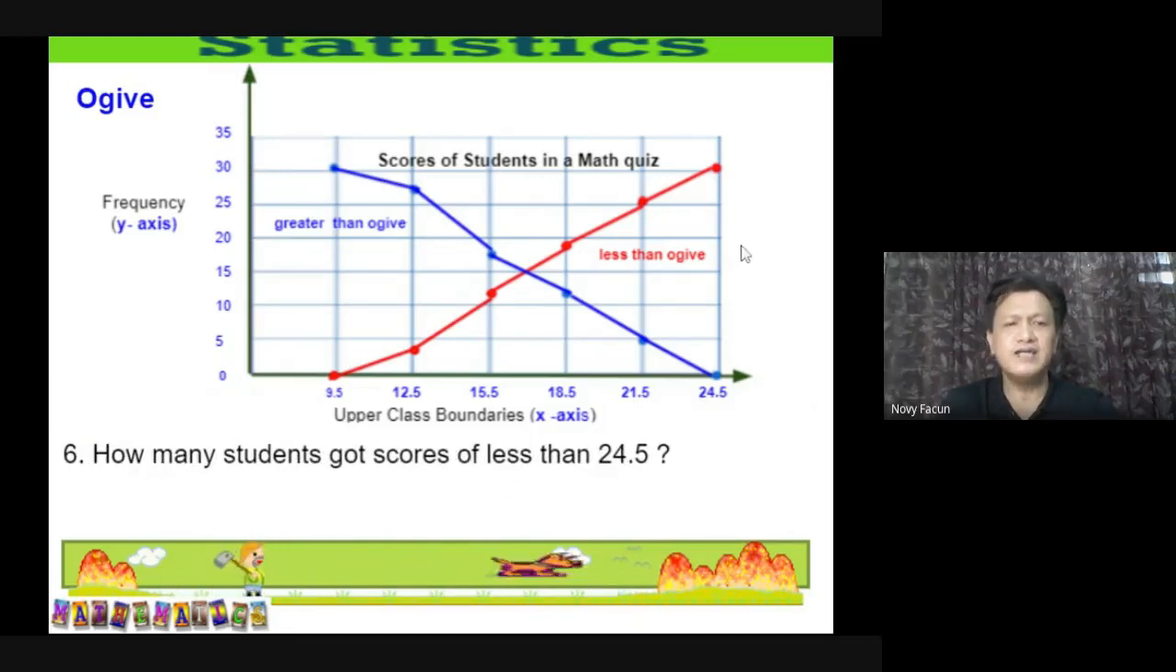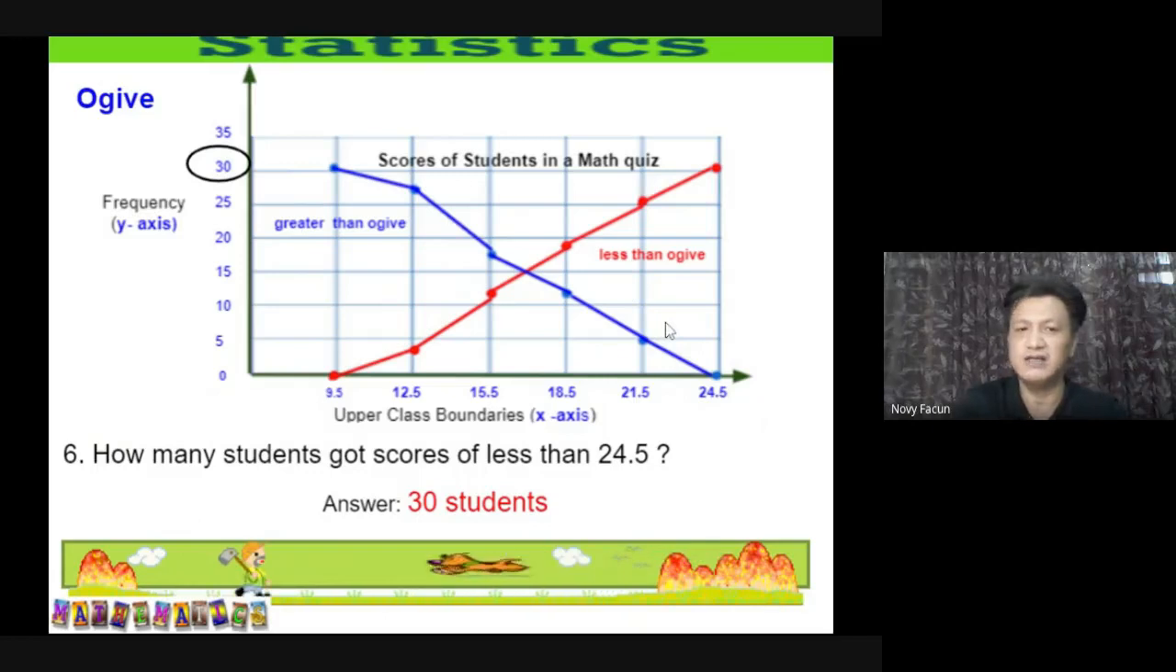Okay. So next, number 6. How many students got scores of less than 24.5? Okay. Kung 24.5 naman less than, tingin ka sa red. Di ba? Ito yung 24.5 na red. Tingnan mo doon. There are how many students? 30. Kaya 30 yung sagot natin dyan.